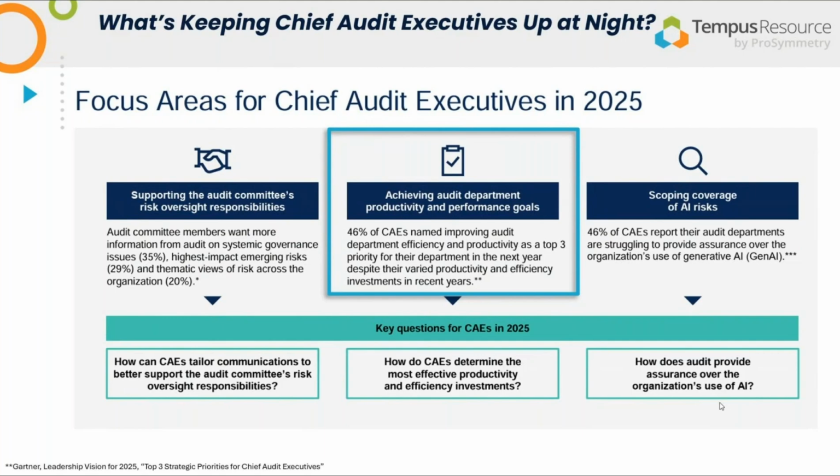Now, what I'm showing on the screen now, and I really pared this down because I had evidence from probably a half dozen different sources, but we're hooked on the Gartner stuff, and they do a really good job with some of their graphics, so it made sense to show it. But this is from Gartner's Leadership Vision for 2025, top 3 strategic priorities for chief audit executives. And you'll see smack in the middle here, 46% of chief audit executives named improving audit department efficiency and productivity as a top 3 priority for 2025 and beyond.